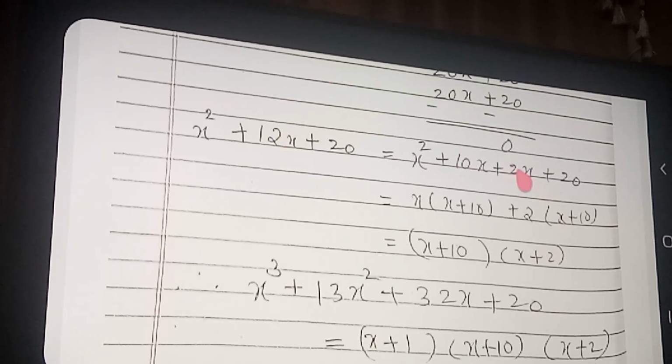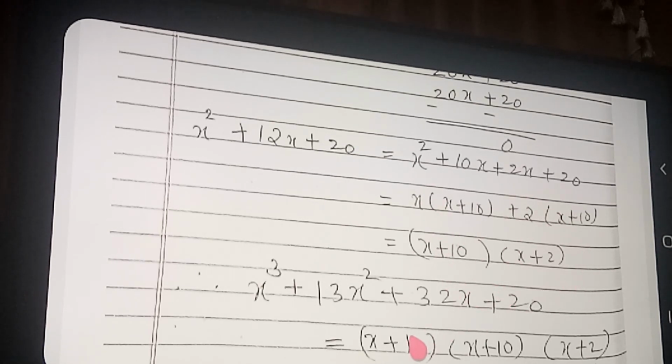10 and 2. 10 plus 2, how much? 12. 10 into 2, how much? 20. So from the first two terms, take the maximum common, x common. And here what is the maximum common? 2. Okay. So then what is here? x plus 10. Here also x plus 10. So remove that common factor. Here x remaining and here plus 2 remaining. So you got the factors now.